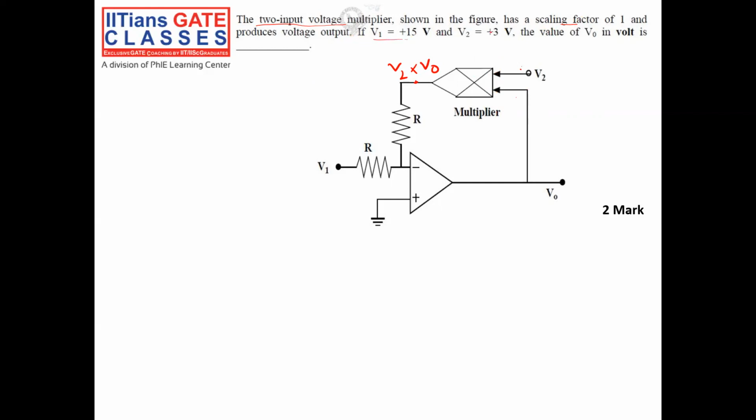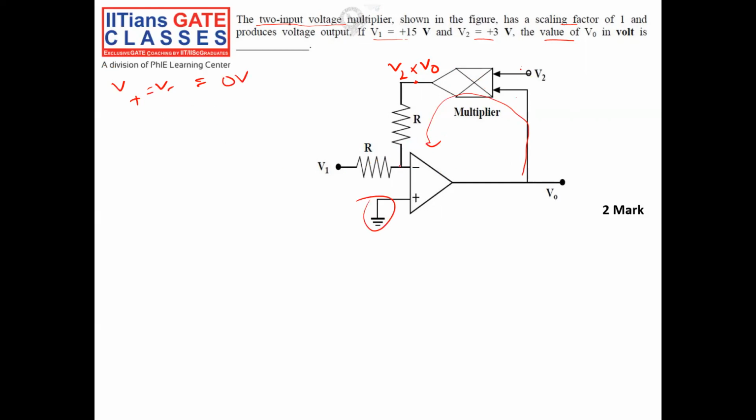If V1 is equal to 15 V and V2 is equal to 3 volt, find the value of V0. So we will calculate the value of V0. This is a multiplier of scaling factor 1, so my output will be V2 into V0. Again, you can see there is a feedback from output to the negative terminal, so it obeys a principle called virtual ground. Because of virtual ground, V positive equals V negative. Here, V positive is equal to 0 volt.